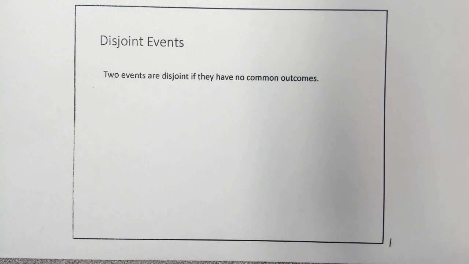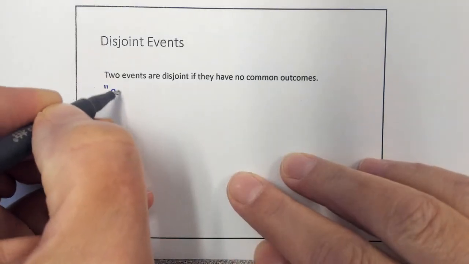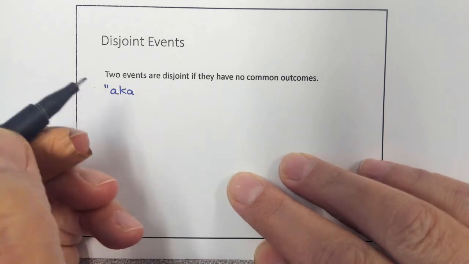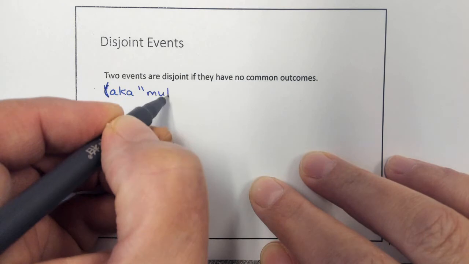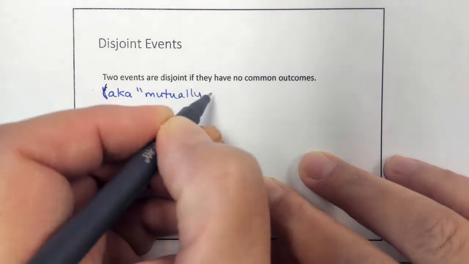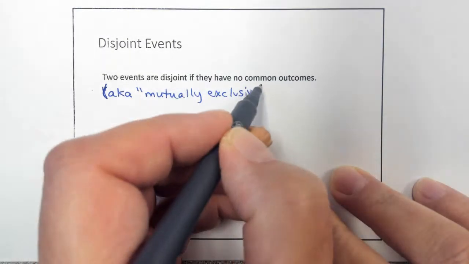We defined disjoint events in the last chapter as two events that have no common outcomes. We looked at a Venn diagram with two circles that don't overlap, so nothing in common. There was another name. These were otherwise known as mutually exclusive events. Those are interchangeable terms.